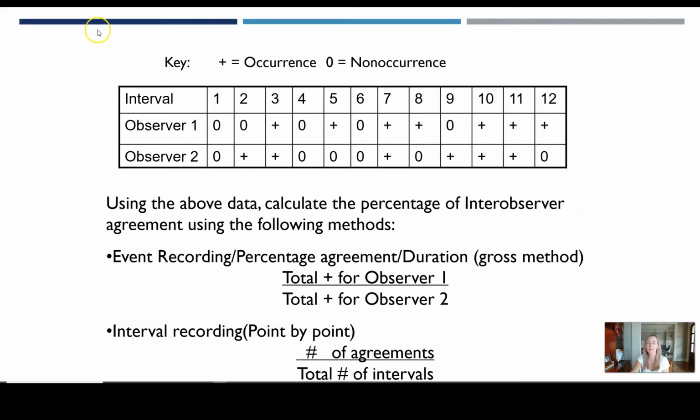What is that? Hey Siri, what's 7 divided by 12? 7 divided by 12 is about 0.5833. Okay, so if we take that and multiply it by 100, we have 58% agreement. Okay, so if you have interval recording, you need to collect your inter-observer agreement by calculating the number of intervals that you and this other observer agreed, and then dividing that by the total number of intervals that were in the session, the data collection session.